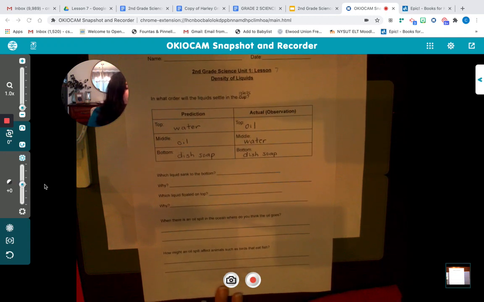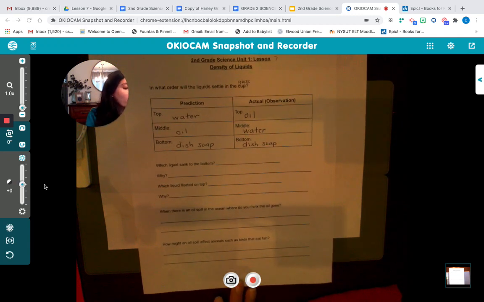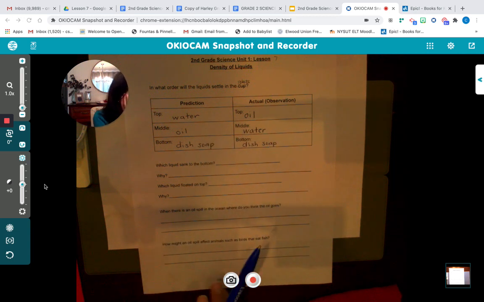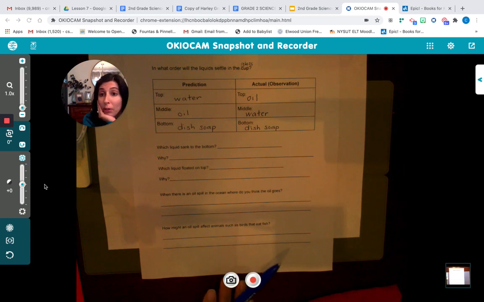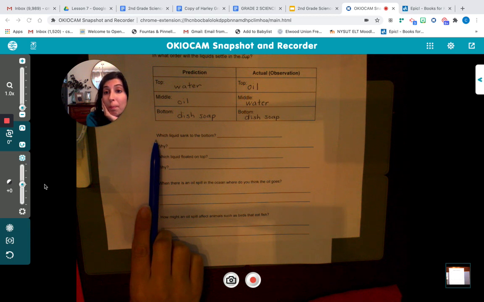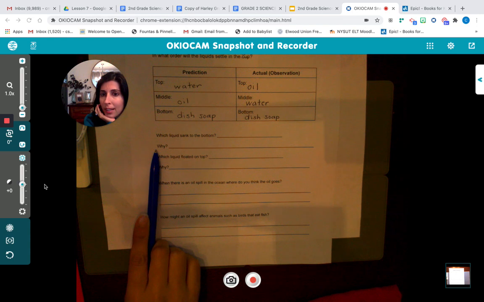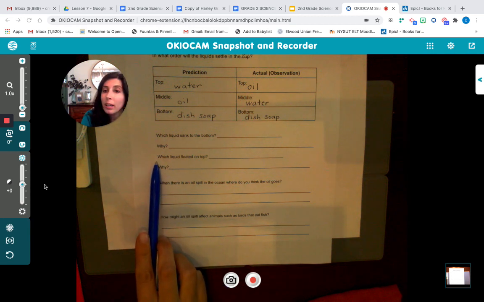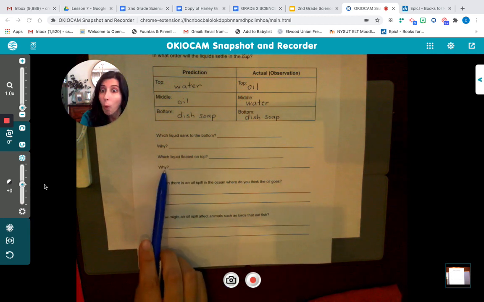Okay. Now, after you have finished filling in your chart here, we have some questions to answer. So I want you to go on and answer them on your own. Which liquid sank to the bottom? Why? Why did it sink to the bottom? Make sure that you use that word dense, denser, or density to explain why the dish soap sank to the bottom. Which liquid floated on top? Why?